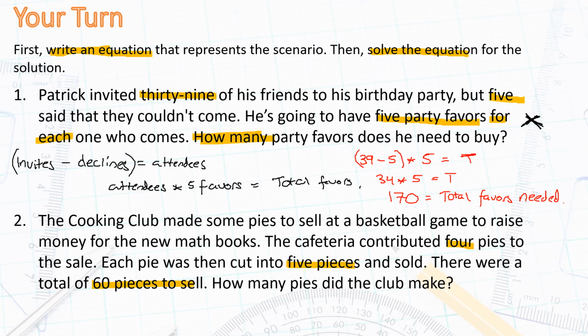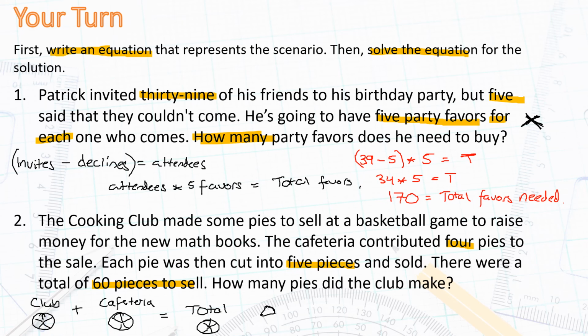This is almost one where a picture does a better job. So you've got the club pies, so club pies plus cafeteria pies equals total pies. But then each pie was cut into 5 pieces. So we have 1, 2, 3, 4, 5. 1, 2, 3, 4, 5. And then, how many slices did we have? A slice being 1/5 of a total pie.